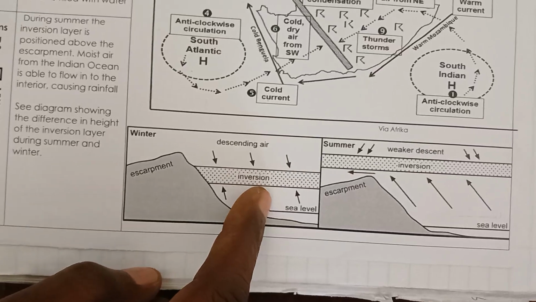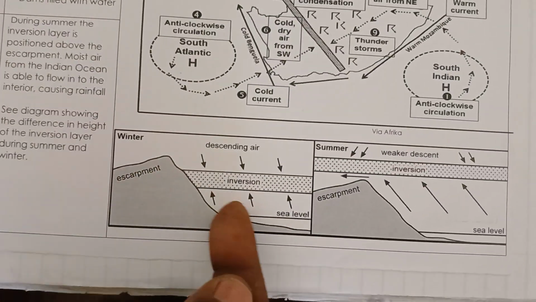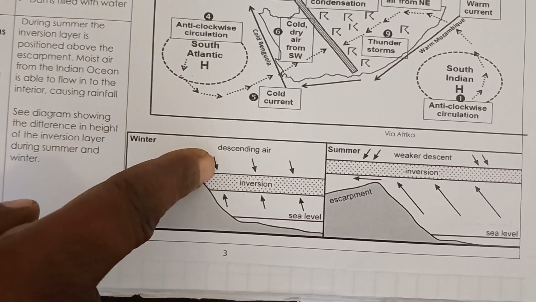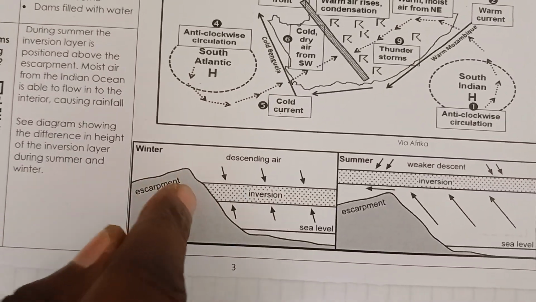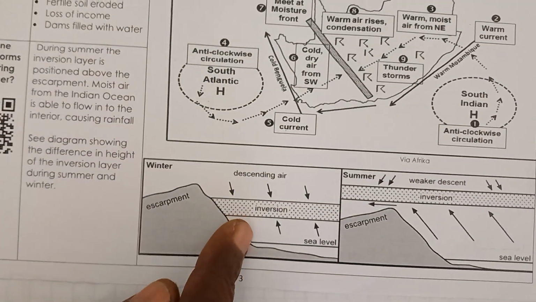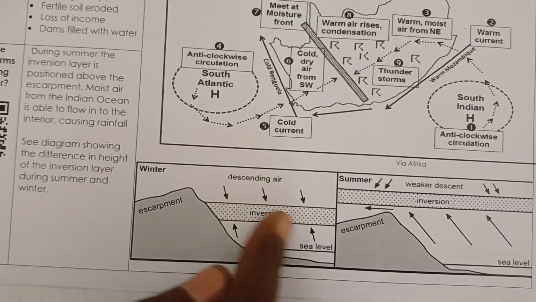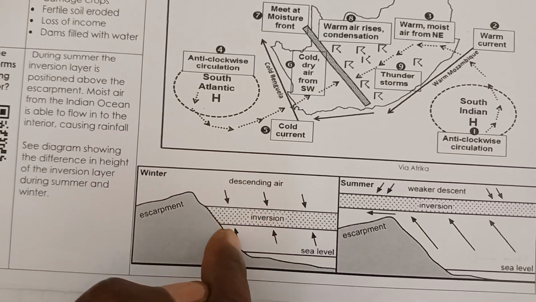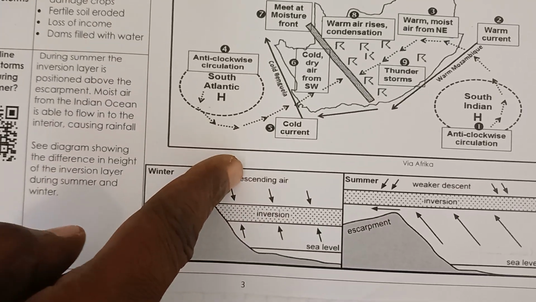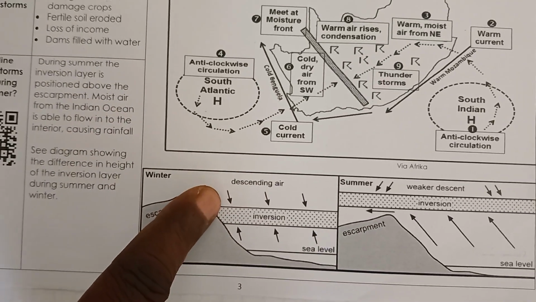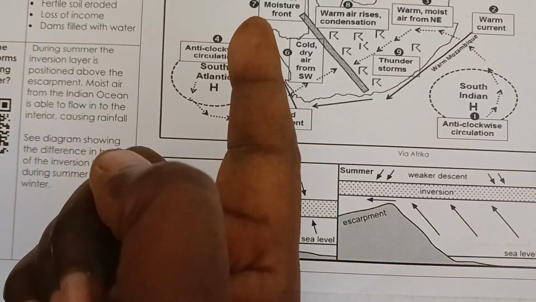Then we receive our rainfall. But in this instance now, it is not allowed to go above the escarpment. Why? Because there's too much descending air taking place, because our Kalahari High in the interior is very active. That's why you see the presence of the inversion layer. There's too much descending air, hence it cannot go above the escarpment, and there's no rainfall that is received in the interior. The other reason, as I have already highlighted, is that our ITCZ has moved upwards.